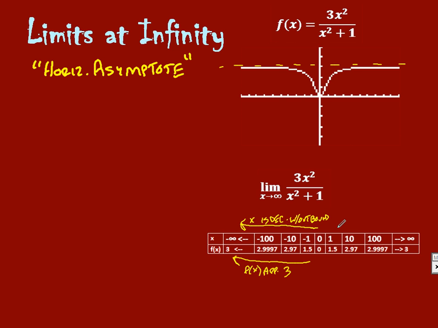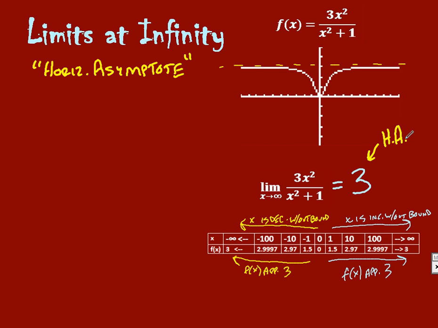And I can say the same in the other direction. As x is increasing without bound, then the function f of x is getting bigger in this case, and I can see in this table it's approaching again the value of 3. So if you have something where the limit as x approaches infinity is some number, in this case 3, that number 3 is your horizontal asymptote for these functions.